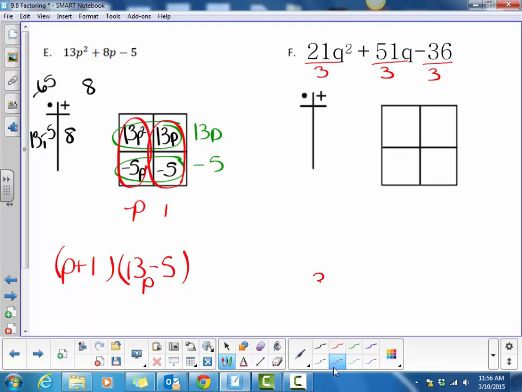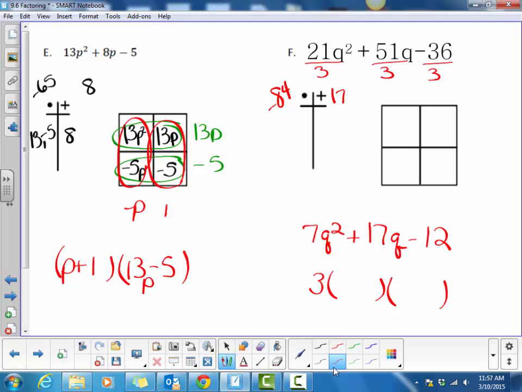So I'm going to put a 3 down here by my answer. And 21q squared divided by 3 is 7q squared. 51q divided by 3 is a positive 17q. Negative 36 divided by 3 is a negative 12. So I'm going to use these values to fill this out after I figure out my times plus chart. So 7 times negative 12 is negative 84. B, the plus, is 17.